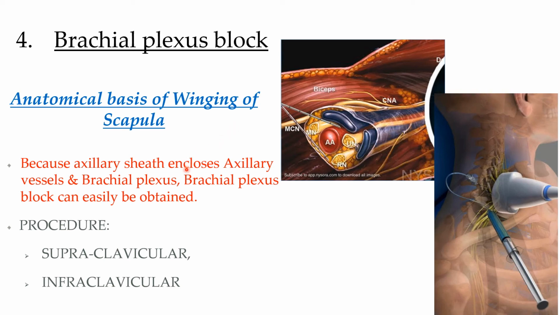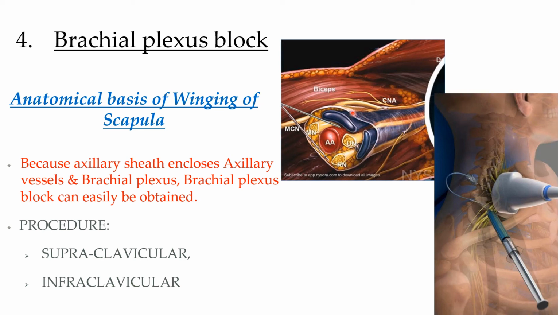Now, this brachial plexus block can be given either supraclavicular or infraclavicular. As you can see in the illustration here, this procedure is performed under ultrasound guidance. So this is the ultrasound probe, and you can see this is the spinal needle giving the anesthetic drug in the supraclavicular fossa. This is the clavicle and this is the spinal needle injecting the anesthetic drug.